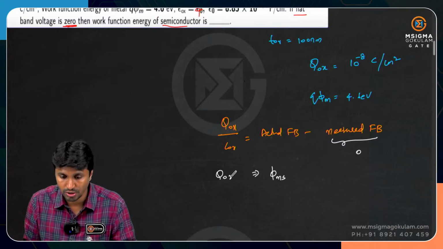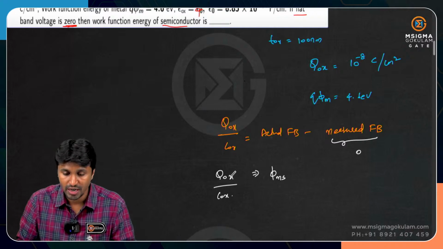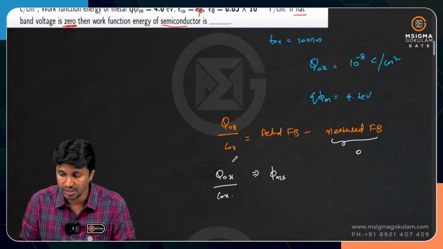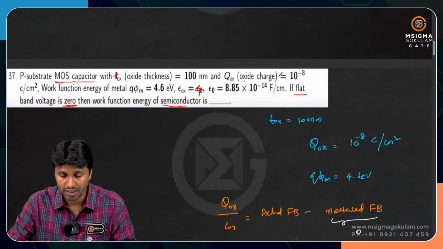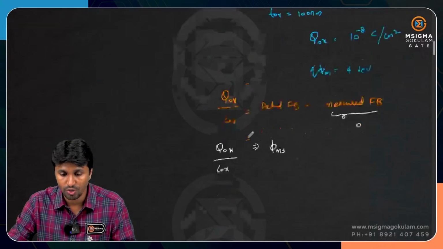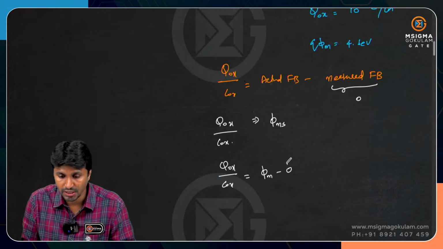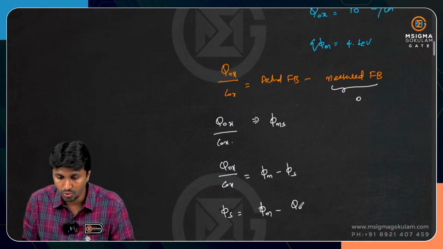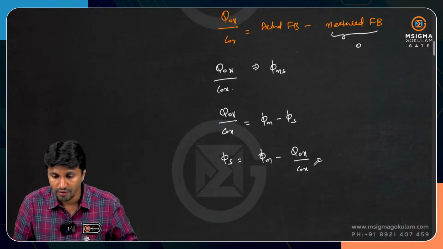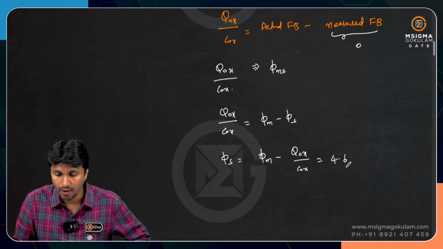So this is Qox by Cox, a positive charge, because the oxide charge is given as 10 raised to minus 8 coulomb per centimeter square, right? So Qox by Cox is equal to phi m minus phi s. All you have to calculate is phi s, so phi s is equal to phi m minus Qox by Cox. Phi m is nothing but 4.6 volt, right?